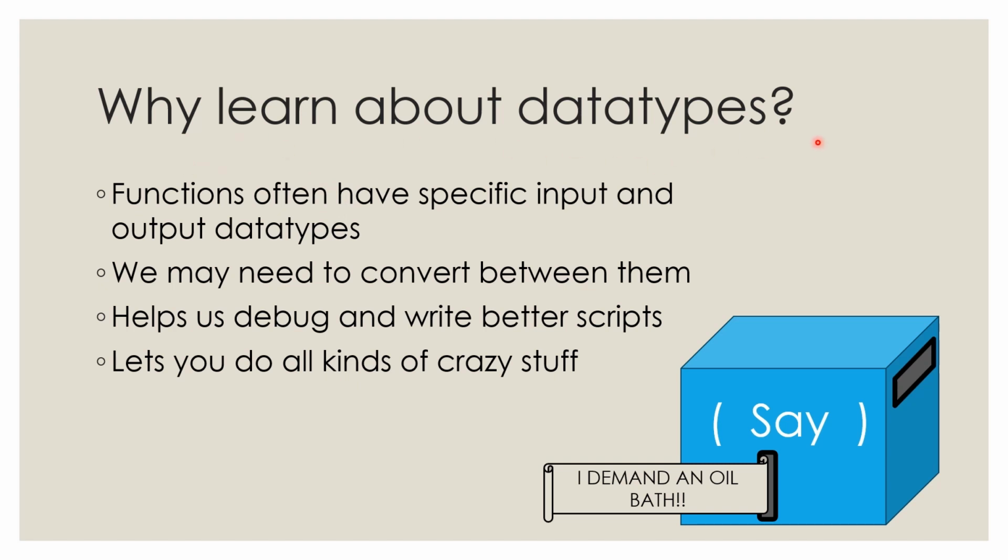Today we're going to learn about data types, which are just different categories of information that are structured in different ways. The reason we learn about them is because functions often have specific needs for the type of input, and they sometimes change the output, so it's important to know what you're putting in, what's coming out, and how to convert between them. It'll also allow us to do all kinds of crazy stuff later on once you're able to understand what the data types are. So this will just be an introduction.